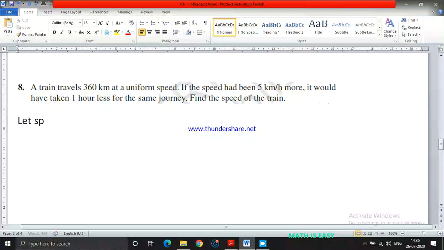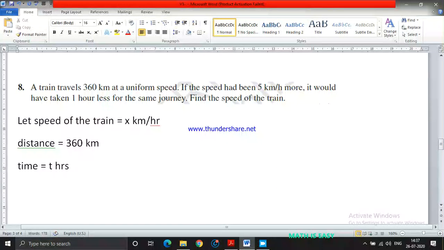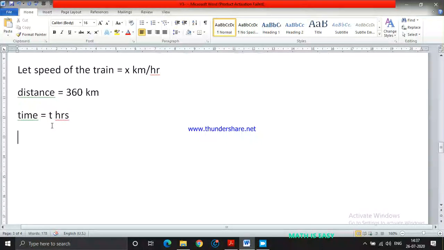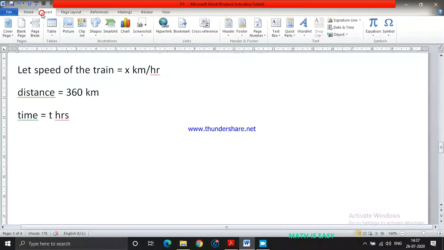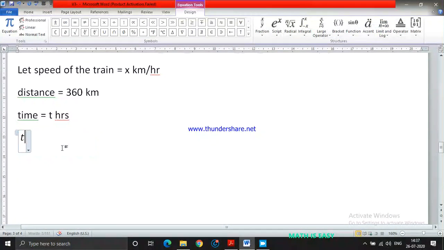So let the speed of the train be x kilometers per hour. What is the distance given? Distance is given as 360 kilometers. Let time be t hours. I know the speed, the distance, and the time. What is the relation? Time equals distance upon speed. So t equals 360 upon x. I'll call this equation number 1.